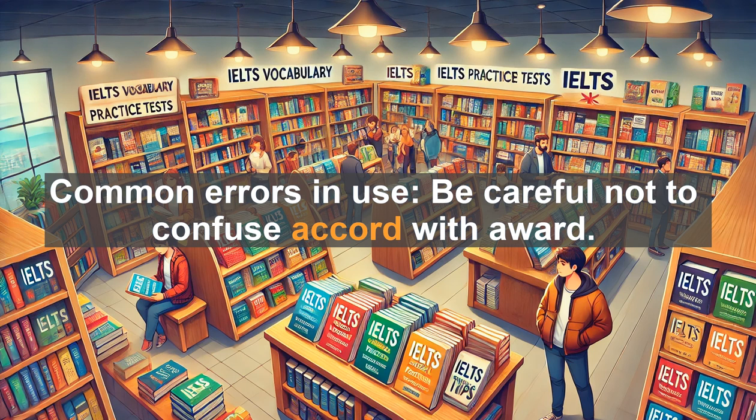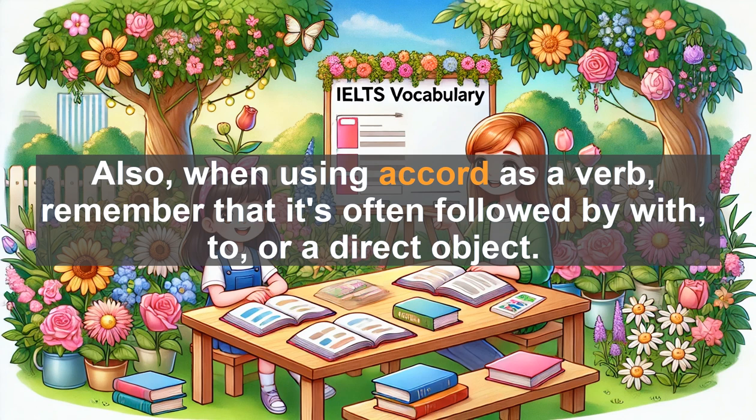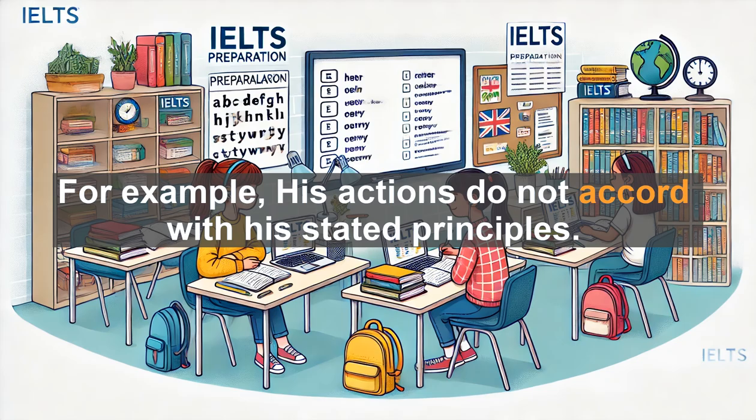Common errors in use. Be careful not to confuse accord with award. While both can mean to give something, award typically implies a prize or recognition, whereas accord is more about granting rights or status. Also, when using accord as a verb, remember that it's often followed by with, to, or a direct object. For example, his actions do not accord with his stated principles.